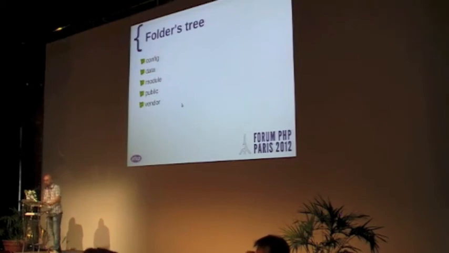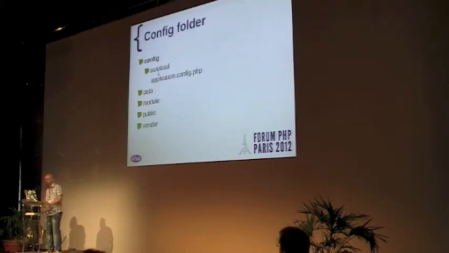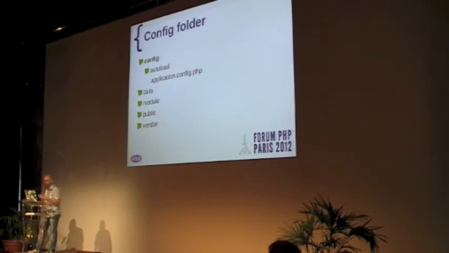This is the folder tree. The application basically contains five folders: a config folder, data folder, module folder, public, and vendor. Of course, this is just a proposal for a Zend Framework 2 application. If you don't like this architecture, you can easily change it, because as you know, the Zend Framework project is very open. There is no strict rule. So this is just, I repeat, a starter, a proposal.